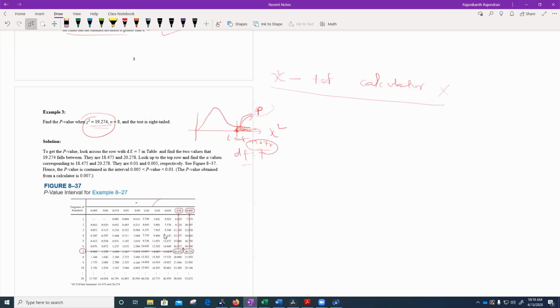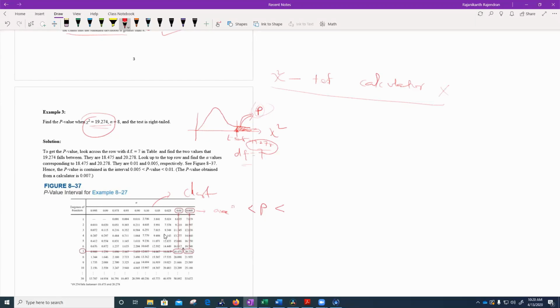This is the chart I'm looking for. Degrees of freedom 7, and we are looking for 19.274. That is not there, but it falls in between these two values. That means the corresponding p-value, or area, is between 0.01 and 0.005. Remember, the p-value is nothing but the area at the top, the right side area. My right side area is nothing but the p-value, so my p-value is now between these two values.